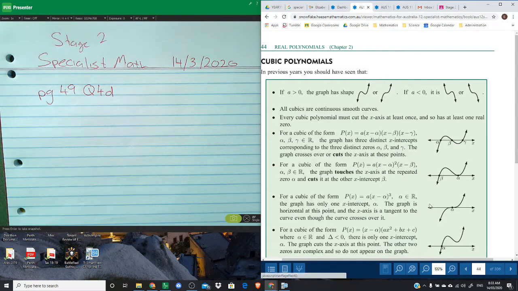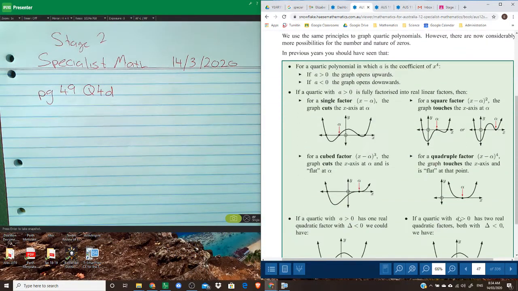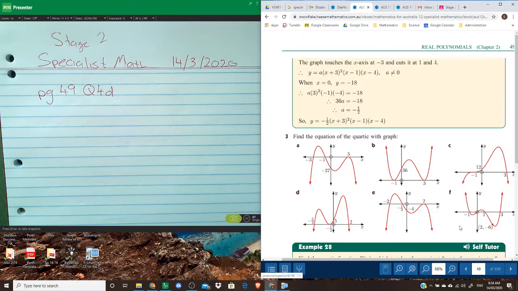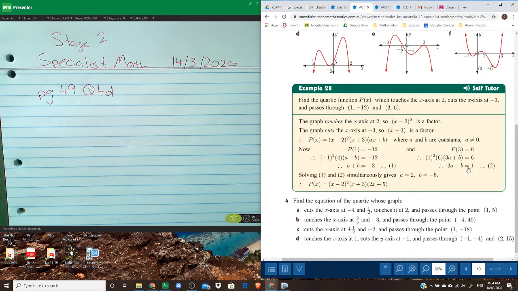We went through in class the different solutions that could occur in terms of different forms of factorization, and what they mean as far as the intersection with the x-axis for cubics and also for quartics. Most of the graphs you saw did not have an irreducible quadratic factor, but these questions do come up and we're just about to encounter one. So question 4D.